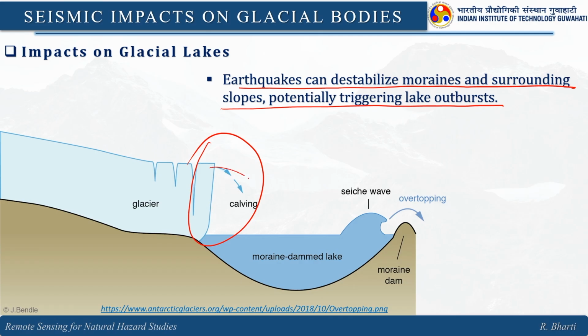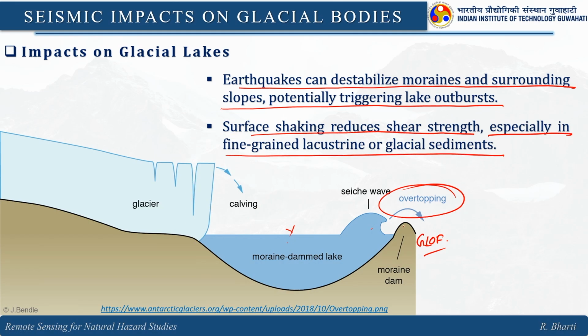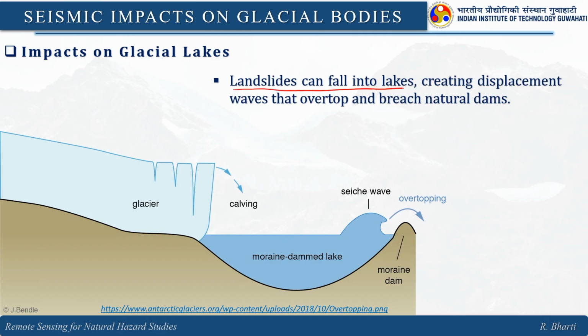This is calving. Because of this calving, when it falls on this, there will be overtopping, and because of that you will have the GLOF kind of situation, right, downstream. So, surface shaking reduces shear strength, especially in fine grained lacustrine sediments, right. Because of that you will have more vulnerability towards the GLOF. Landslides can fall into the lake, creating displacement waves and overtop and breach natural dams.